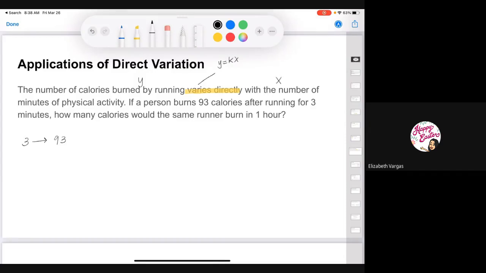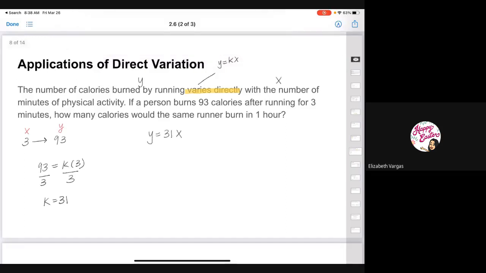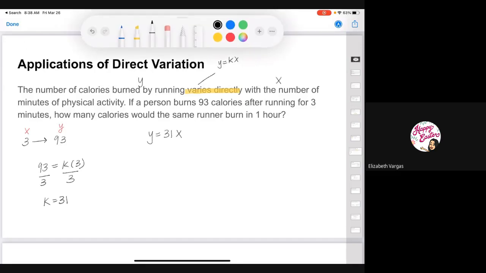Well, I know that my y varies directly with my x, so that means that I need to find my constant to create an equation that represents that relationship. So again, I would do 93 equals k times 3, where 3 is my x and 93 is my y. I would divide by 3 to find my k. K is 31. Now that I know k is 31, I can use this equation, y equals 31x. That tells me y varies directly with x, where my constant of variation is 31. So now I can answer the question, how many calories would the same runner burn in 1 hour?